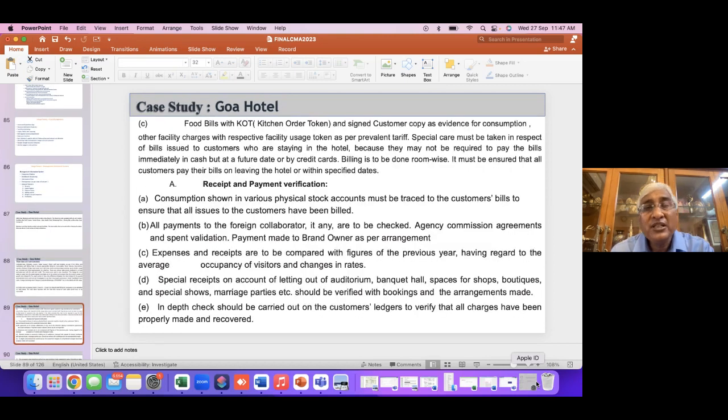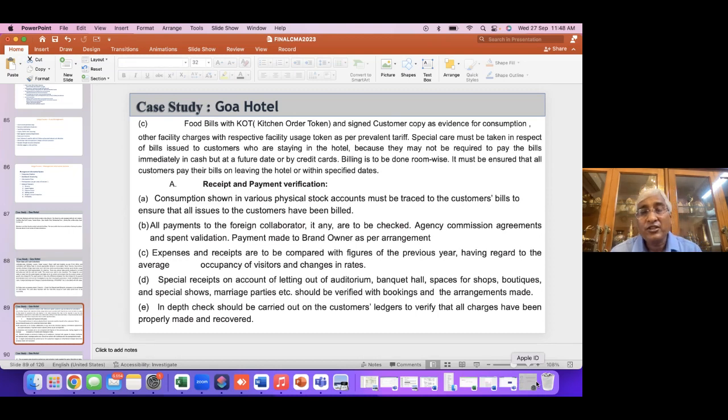Then again, the food bills, kitchen order token, and signed customer copy as evidence for consumption have to be collected at the billing point, so that all the facility charges enjoyed by the tourist team are considered for billing, and accordingly the bills are settled before leaving. Receipt and payment verification: consumption shown in the physical stock accounts must be traced to the customer's bills to ensure that all issues to the customers have been billed.